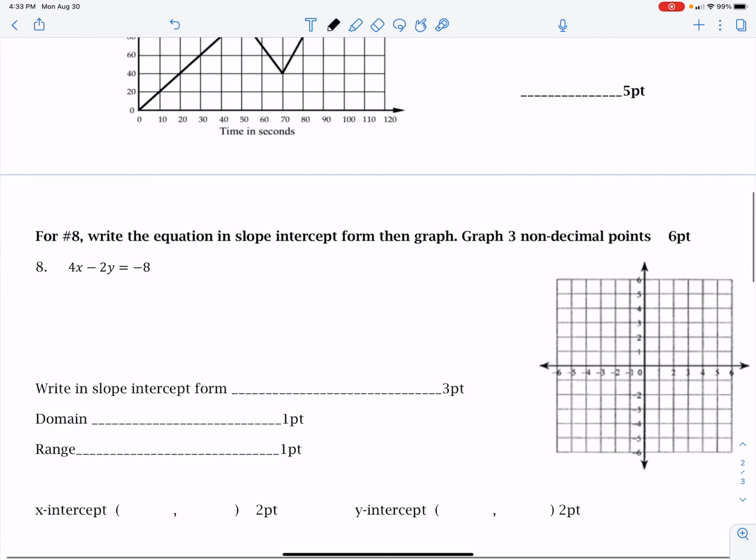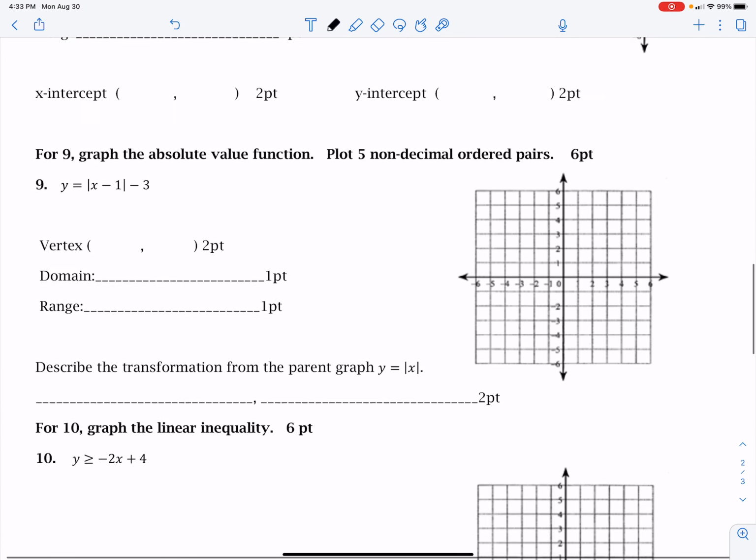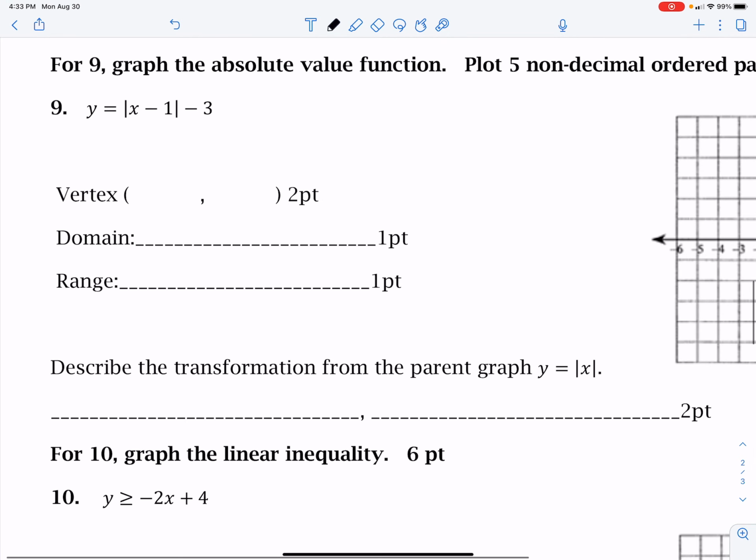Okay, let's see. Number 7, number 8, number 9. All right, so let's go down to number 9. This is the last one that we did not do in class. We did create a table, or we started to. We have a table there.